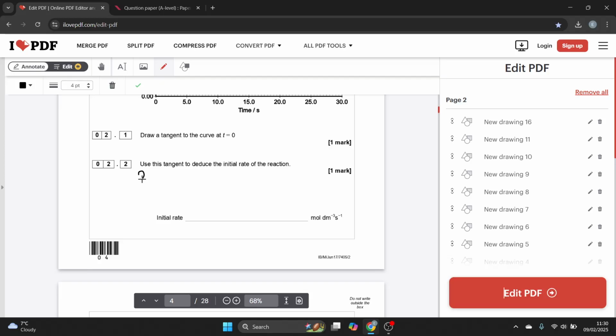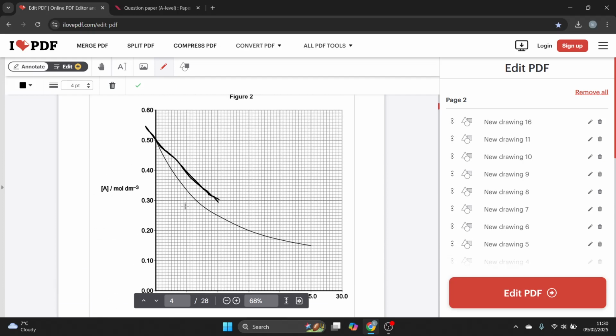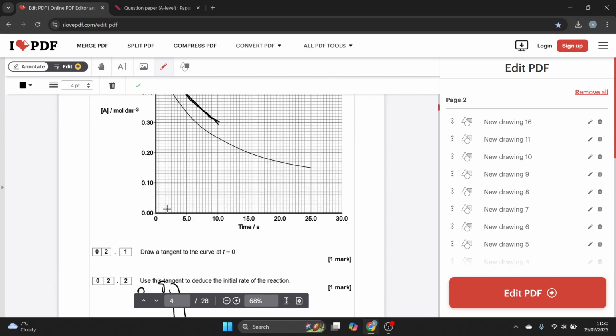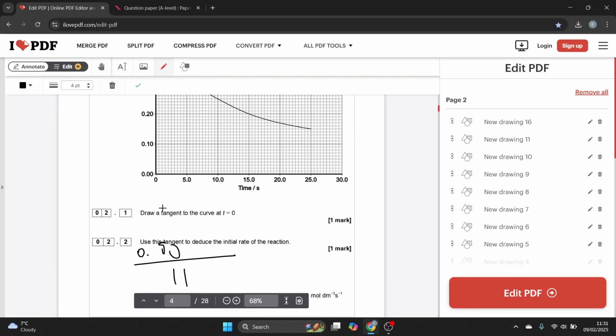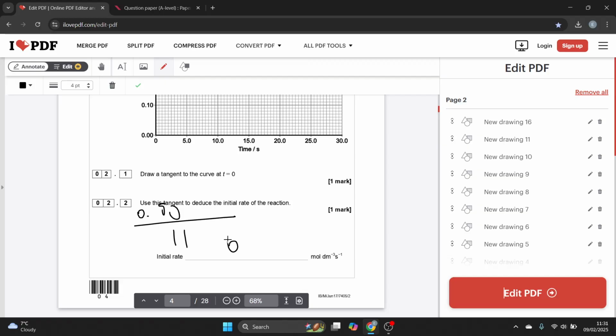We should get 0.50 divided by 11, and therefore you should get 0.05 moles per dm cubed per second, 0.045.